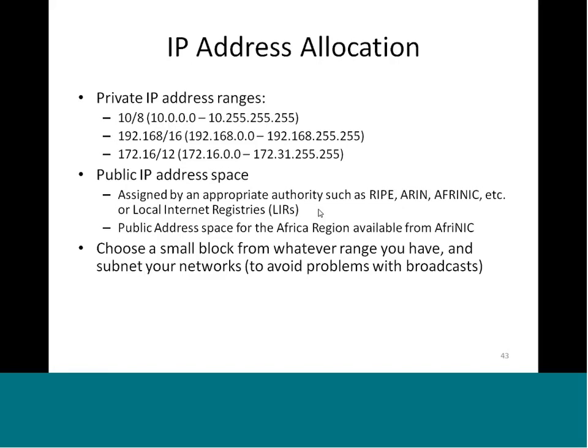The bottom line is you have a small block from whatever range that you have, and you subnet your networks. So essentially you can think of the larger internet as a hierarchical element where you may just get one address space, and then from one address you create a subnet which has more of them. Then you create the subnet of a subnet, and then you take that wider. So once you have this, you don't have to broadcast it within a wide range.